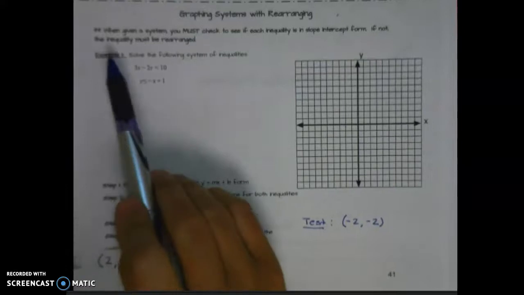Okay, so when we're given a system with rearranging, you first have to check to see if the inequality is in slope-intercept form. That's the way we were graphing them in yesterday's lesson. If not, you have to rearrange the inequality to be in slope-intercept form first, and then you're going to graph exactly how we did yesterday. So take a look at the two inequalities that were given.